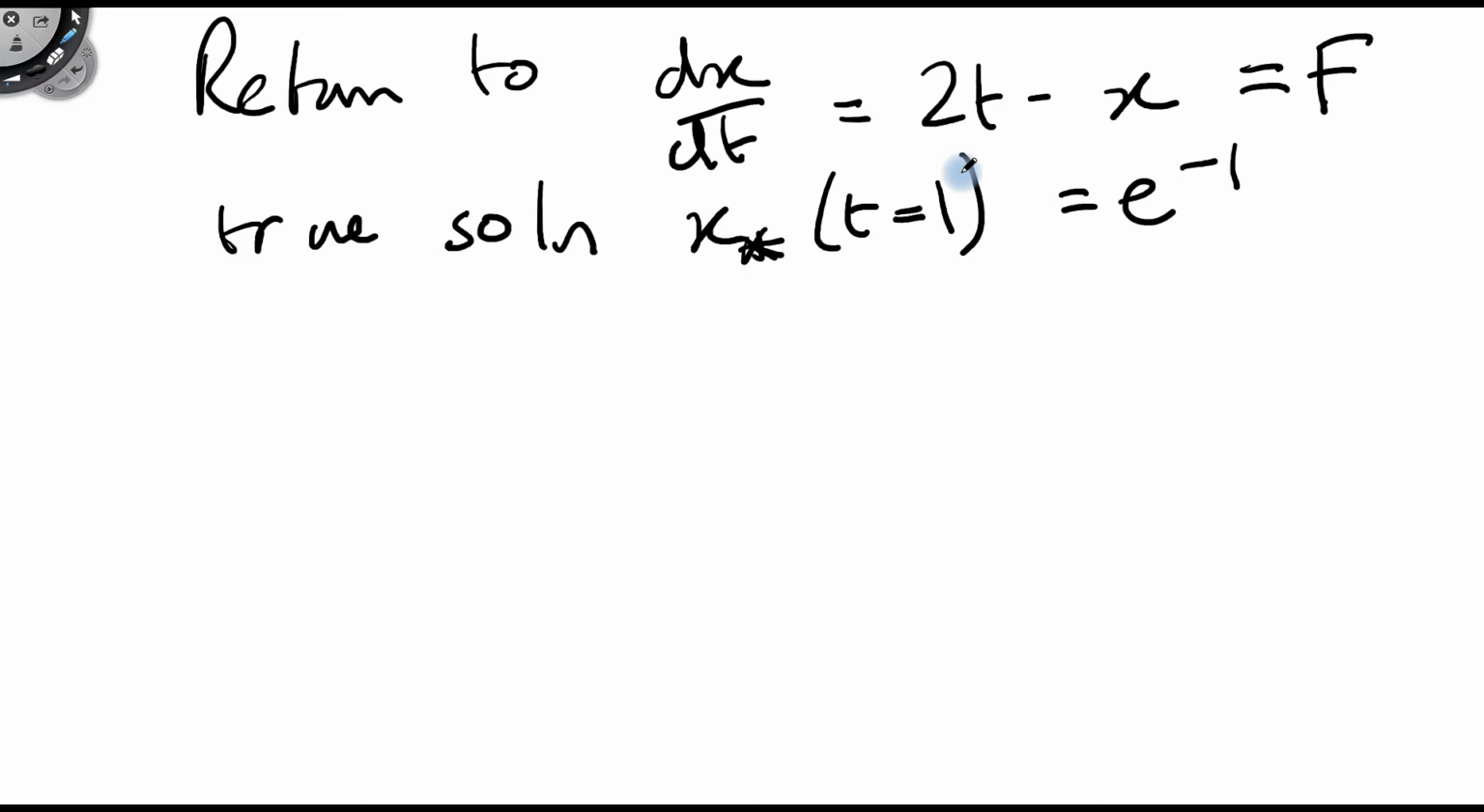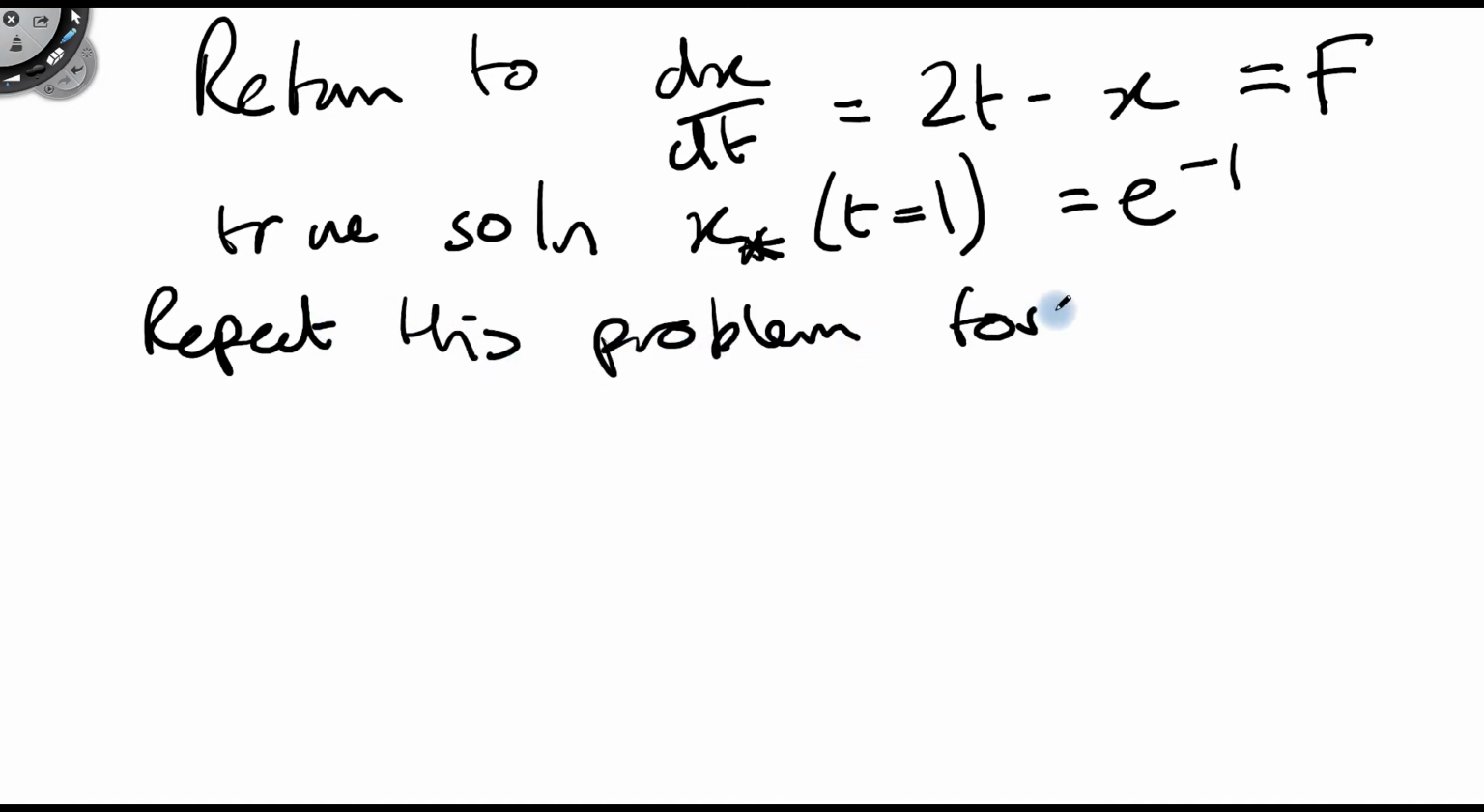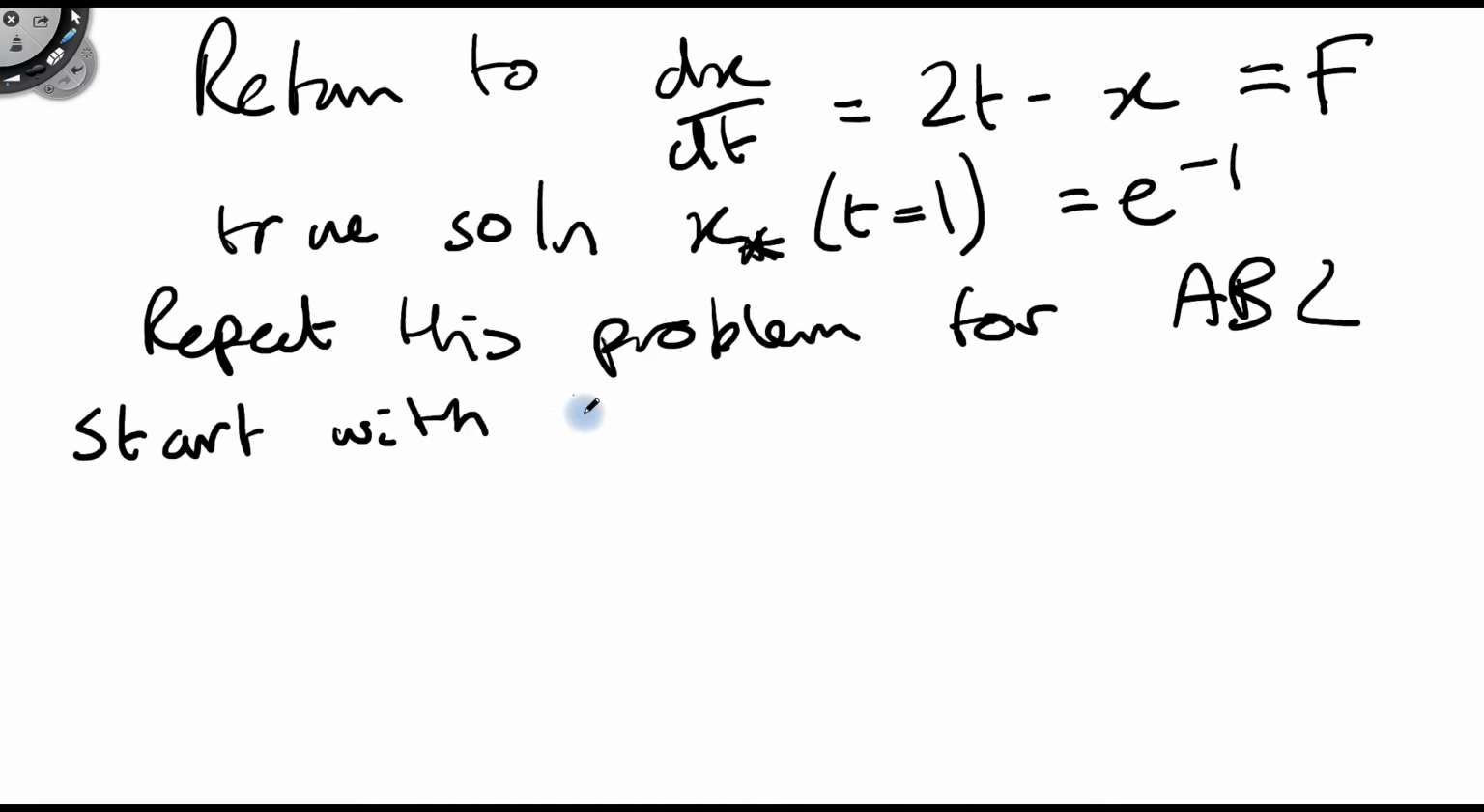Okay, so we're going to repeat this problem for AB2 now. Now the first thing you may have noticed is that we needed the function at n and n minus 1. So we need to generate those extra initial starting points. So we need to actually start the problem off with forward Euler to generate n and n minus 1, and then we can proceed with AB2. So we start with, and you'll find this with the leapfrog as well.